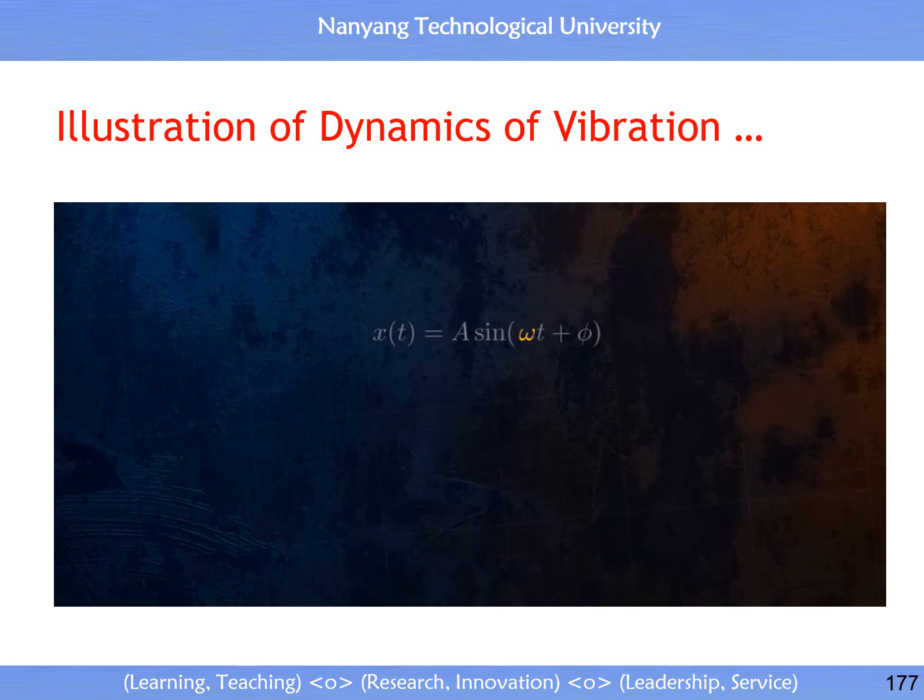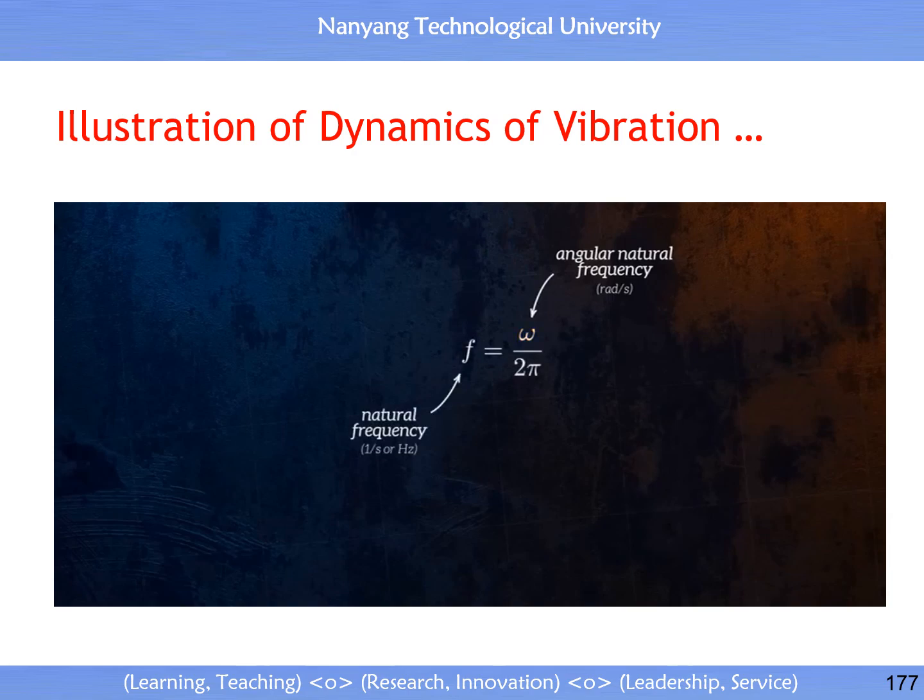It has units of radians per second, so it is called the angular natural frequency. But it's sometimes more practical to think of the natural frequency as a number of cycles per second, in which case it's denoted using the letter f and has units of hertz. The inverse of the natural frequency is the period T, which is the duration of each cycle in seconds.